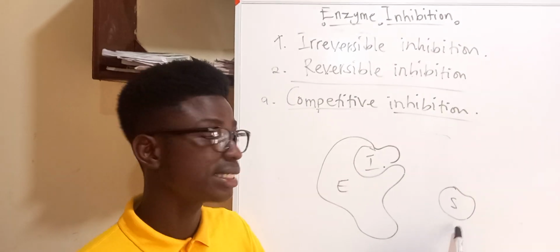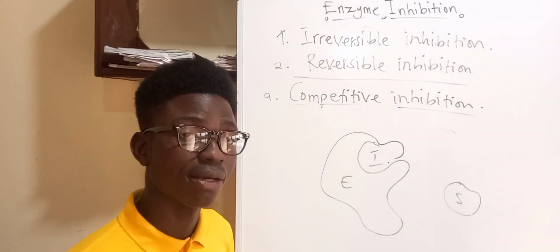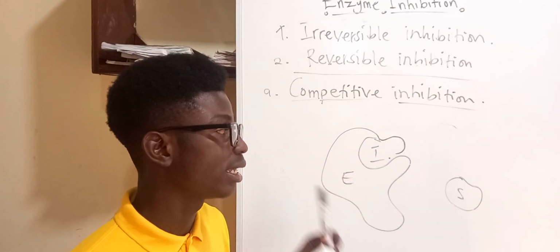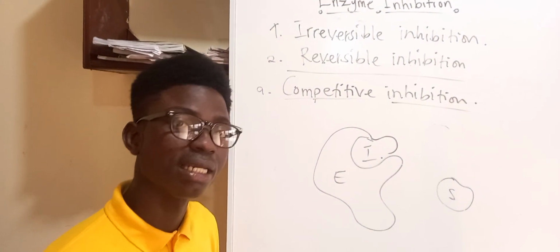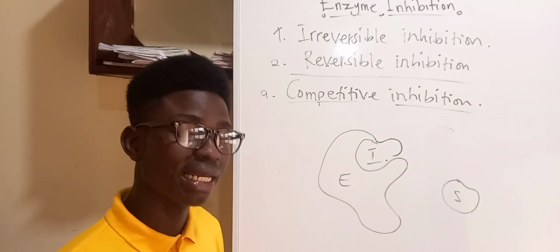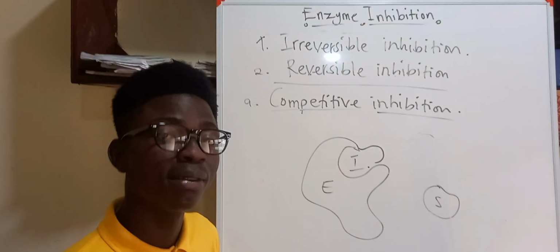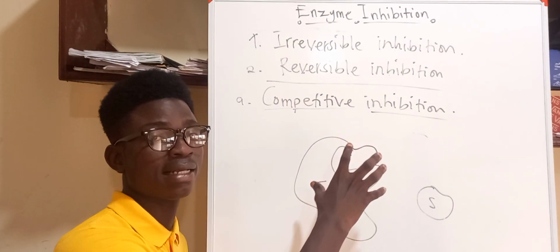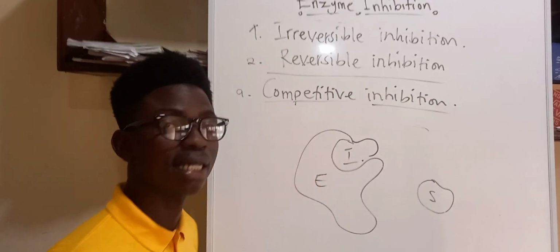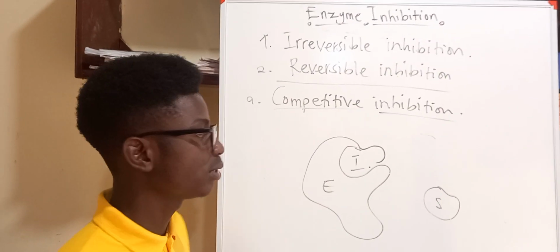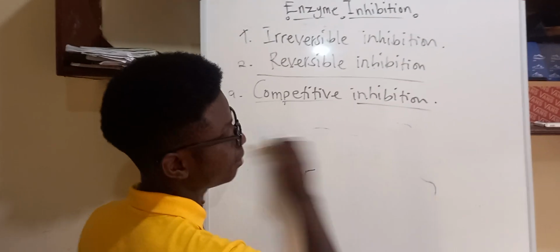Now bear in mind, these substrates do not bind to the allosteric sites. They bind to the active site. That's the site where you find the binding groups in the enzyme. That's where the enzymatic activity actually happens. So when you have a competitive inhibitor that replaces that site, then this substrate will not get any place to bind.